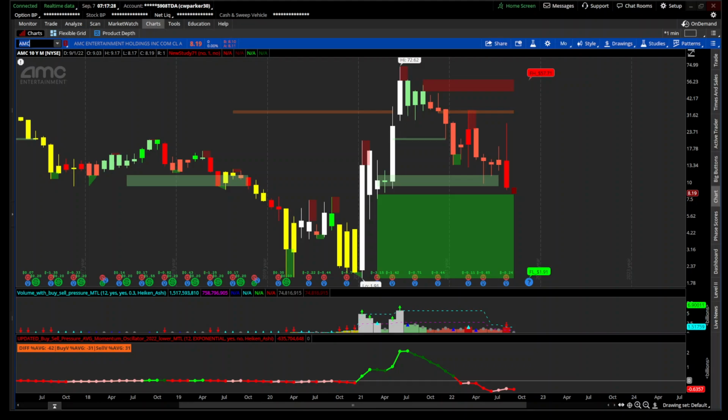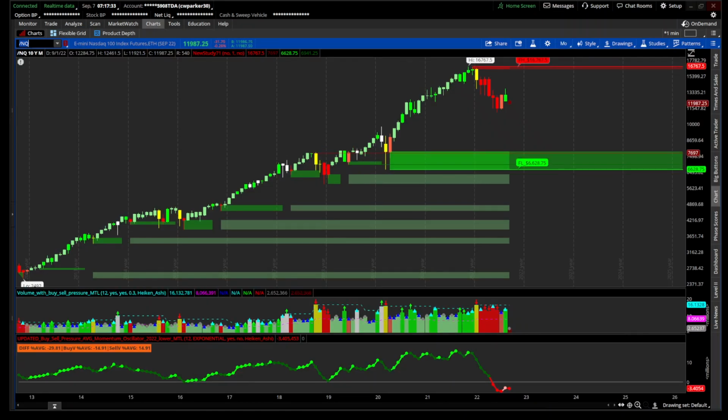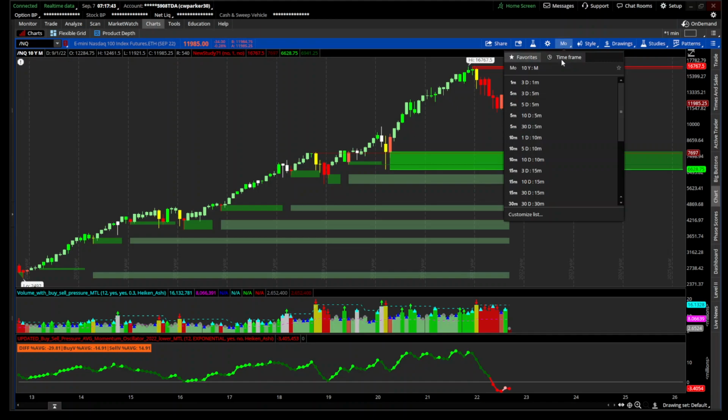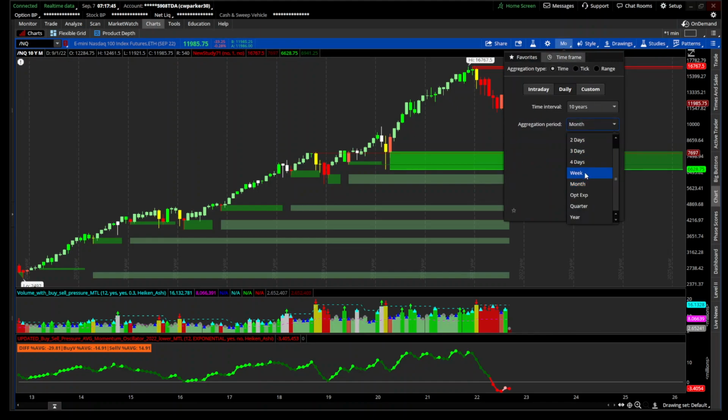I had someone say something about NQ, which is the E-mini Nasdaq 100 futures. This is what it looks like on a monthly over 10 years, and let's look at it on a weekly.